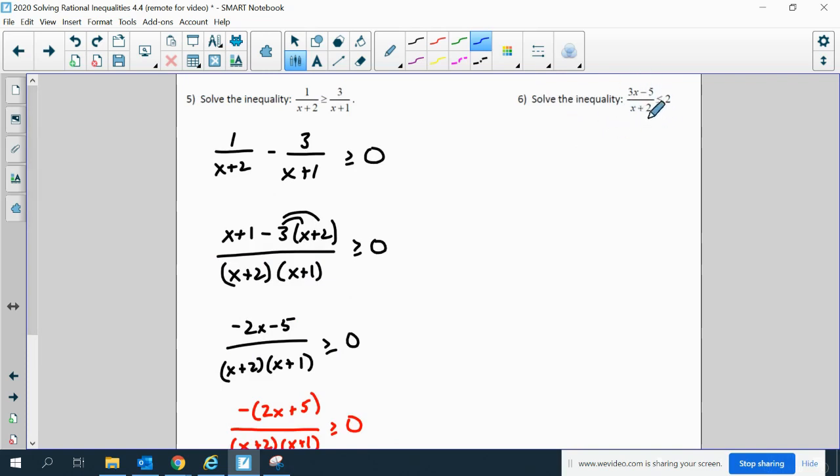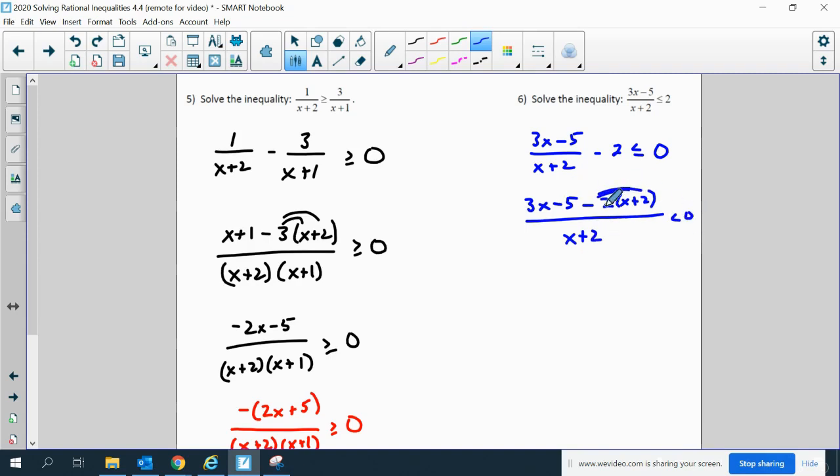Finally, 3x minus 5 over x plus 2 less than or equal to 2. So I'm going to subtract the 2 over to the left side. Then I'm going to get a common denominator, 3x minus 5 minus 2 times x plus 2 over x plus 2 is less than 0. When I distribute the negative 2, I get 3x minus 2x, which is x, and then negative 5 minus 4, which is negative 9.